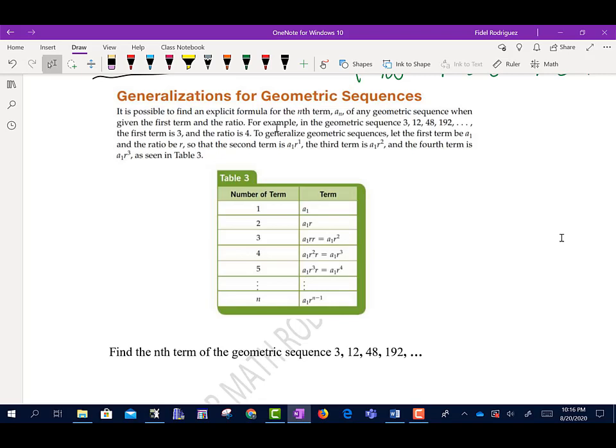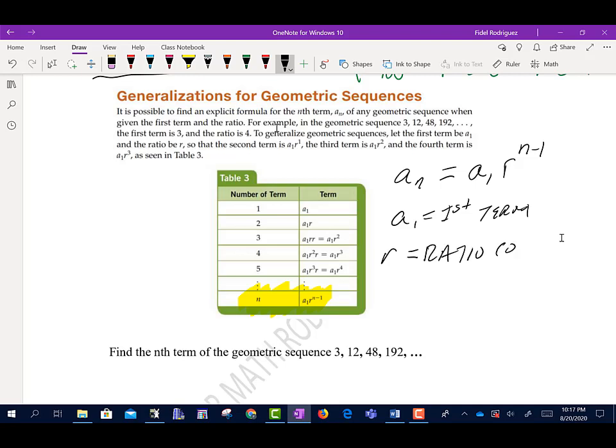Okay, so the next part here says generalizations for geometric sequences. So now we have something called the geometric sequence. Again, I'm going to cut to the chase. This here is going to be my formula for the nth term. So for the nth term, we're going to have A1 times r to the power n minus 1. A1 is still going to be the first term. R is going to be what we call the ratio, and it's going to be the ratio of consecutive terms.